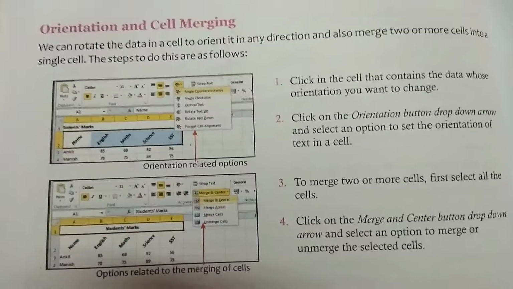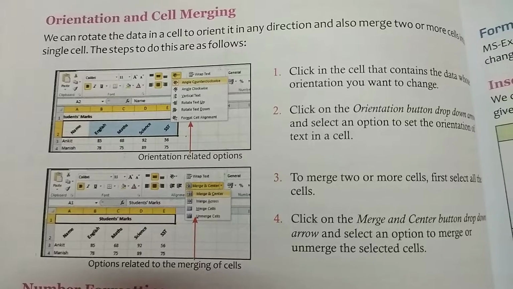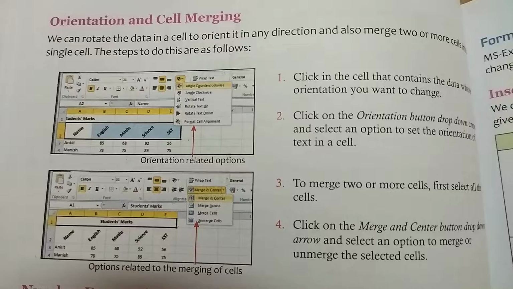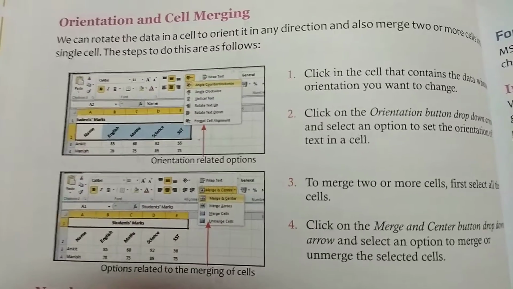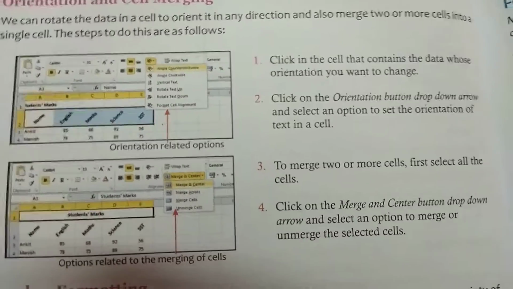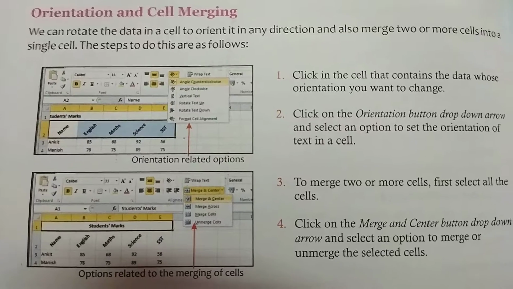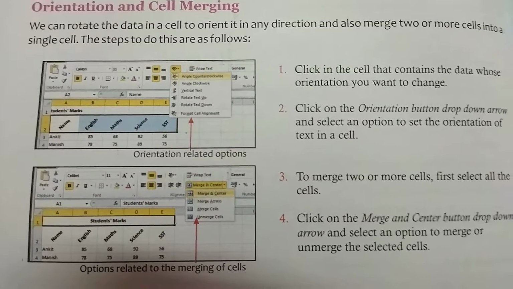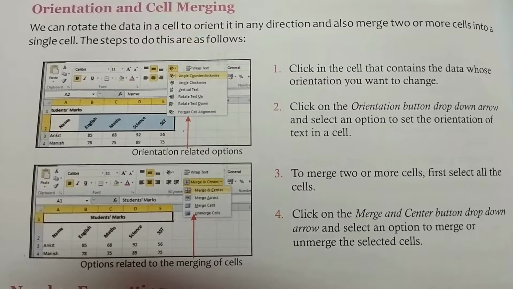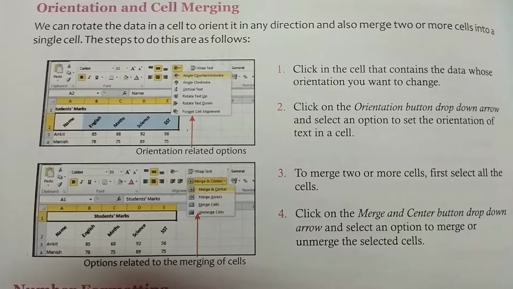Now next, students, orientation and cell merging. We can rotate the data in a cell to orient it in any direction, and also merge two or more cells into a single cell. So how to do this orientation? Click in the cell that contains the data whose orientation you want to change. Click on the orientation button, and a drop down arrow will open. Then select an option to set the orientation of text in a cell.